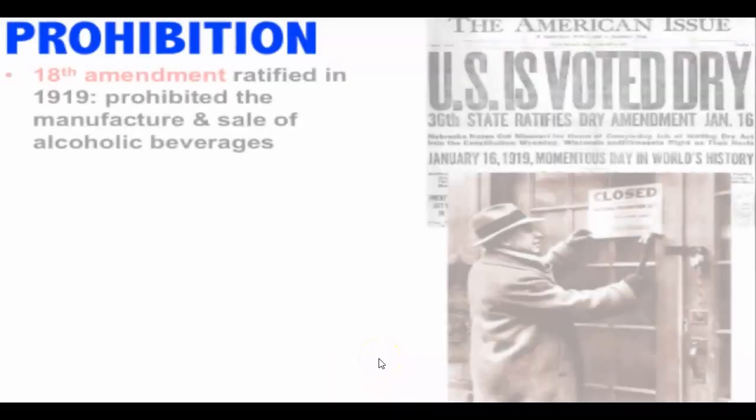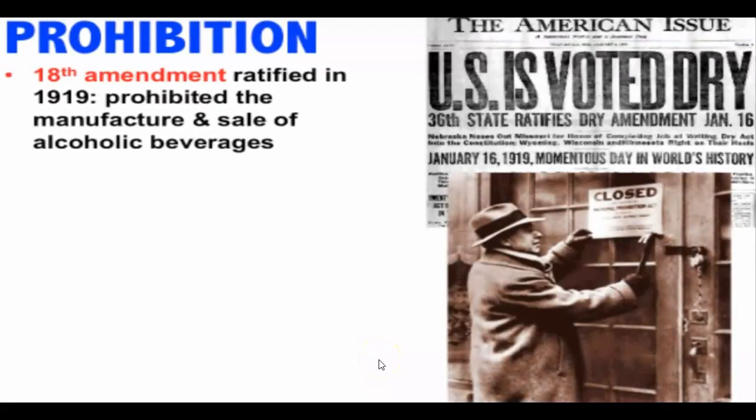I said before, the decade was the decade of Prohibition, right? This goes back decades. Groups of people, organizations, were trying to get alcohol banned in the United States. We had the temperance movement, certainly, post-Civil War. By 1919, the 18th Amendment would be ratified.